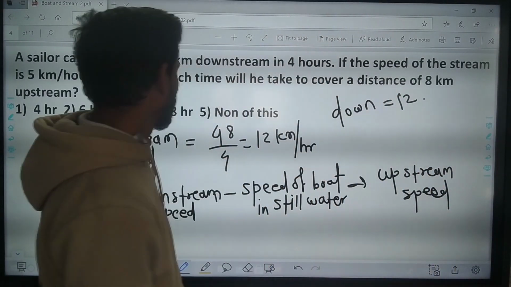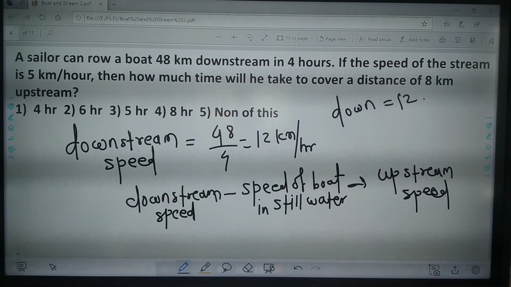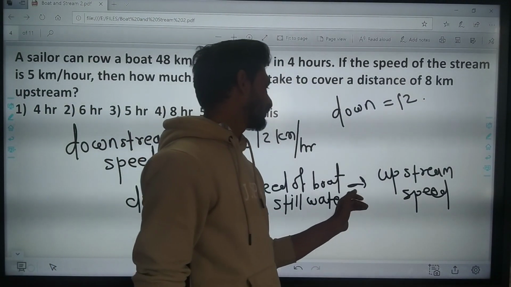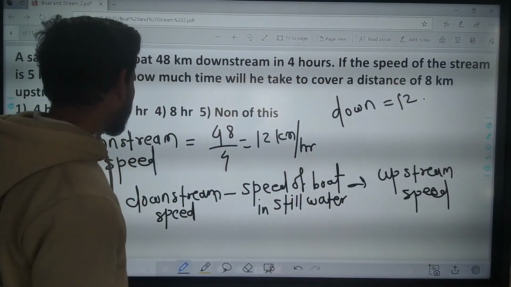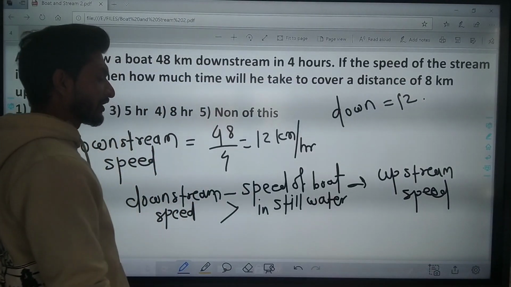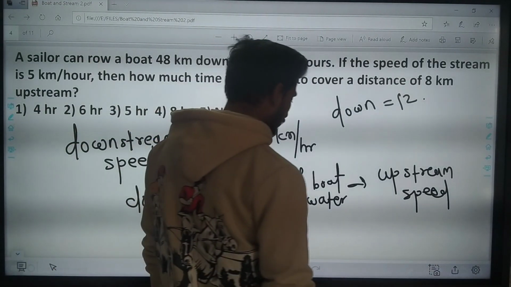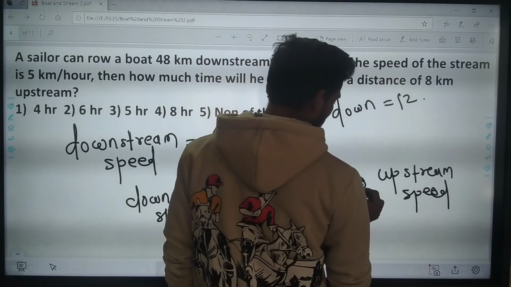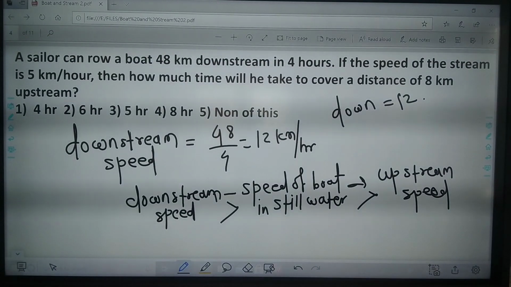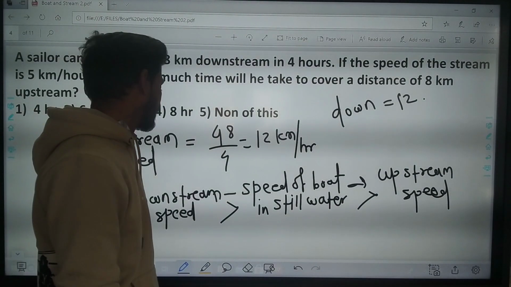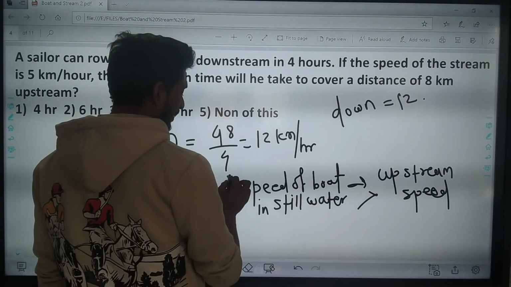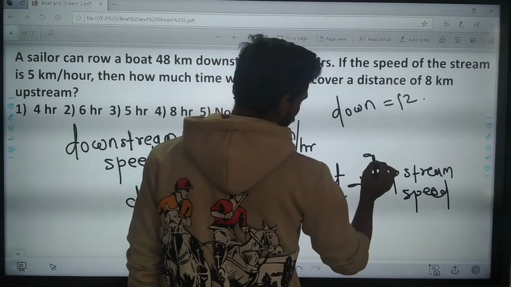Now here the difference between these two speeds is 5. Downstream speed is always greater than the speed of the boat in still water, and the speed of the boat in still water is always greater than the upstream speed. The gap between these two speeds is 5.